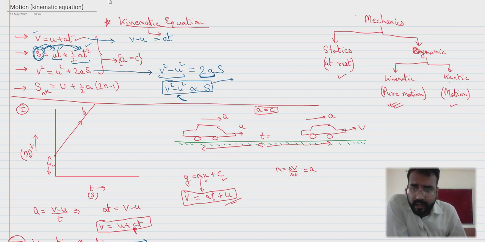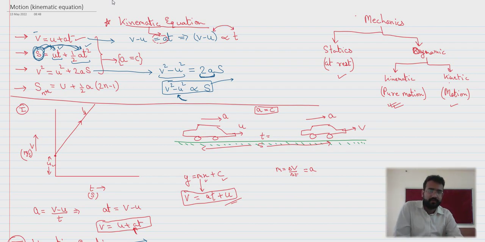Now if we see very carefully, this equation says that I am talking about change in velocity. This equals a sign with the constant. So on combining these two, I can get the proportionality sign. So the first equation says change in velocity with respect to time. This is what I needed to talk about.